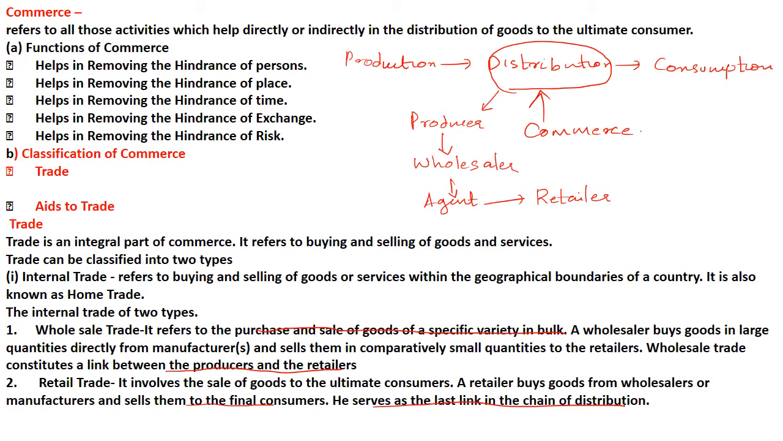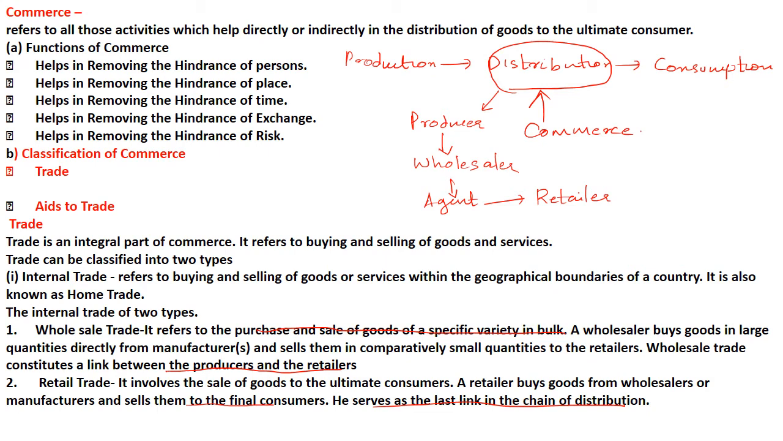What do you mean by trade? It refers to the buying and selling of goods and services. Trade can be classified into two: internal trade and external trade. What do you mean by internal trade? The buying and selling of goods happening within the country is known as internal trade, otherwise known as home trade. And if you are exporting the goods to another country, that is known as external trade.